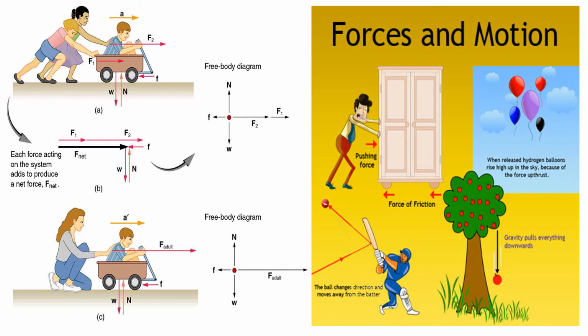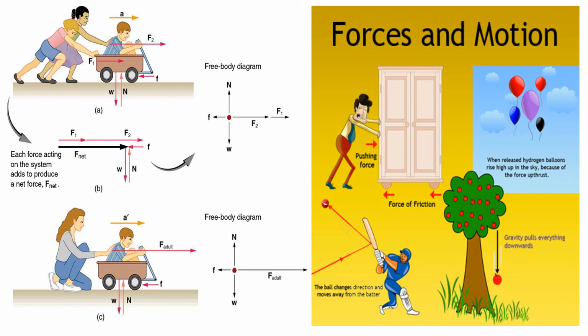On the right hand side, there are a few examples. There is a door and a person is pushing it, but that is not the required amount of force for the mass, so the person is not able to move the object from one place to another. That means they are not proportional to each other.